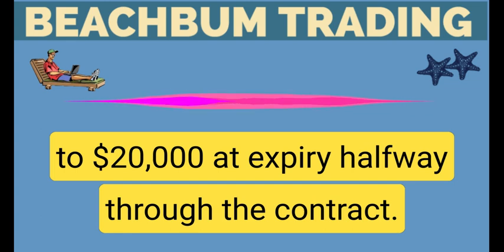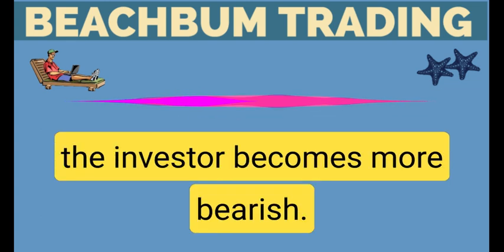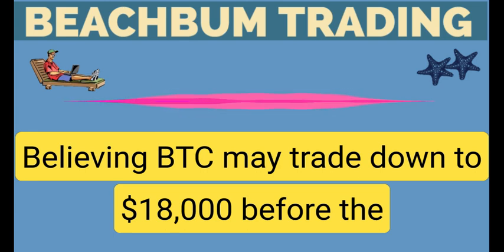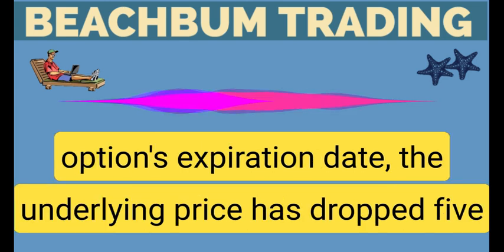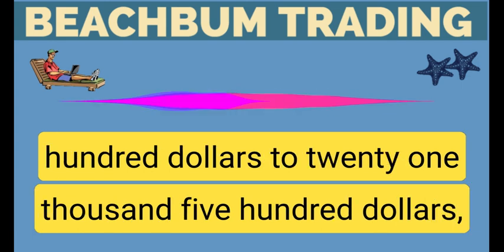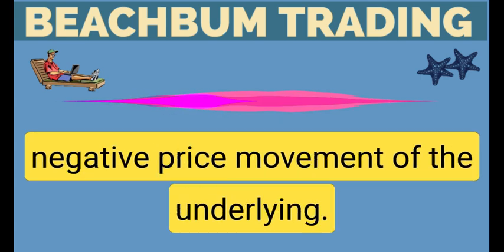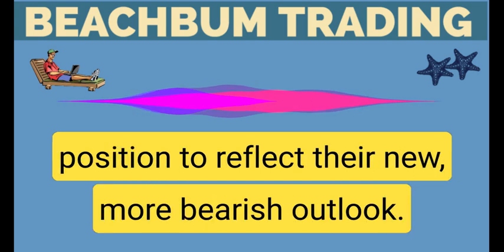Halfway through the contract, now with 20 days to expiry, the investor becomes more bearish, believing BTC may trade down to $18,000 before the option's expiration date. The underlying price has dropped $500 to $21,500 and the option premium is still $2,000. The time decay has offset the negative price movement of the underlying. Here are some ways they can adjust the position to reflect their new, more bearish outlook.